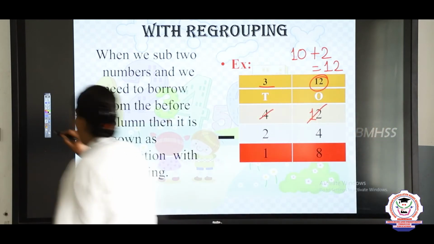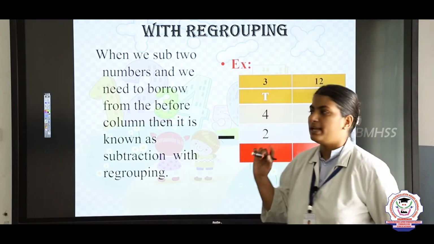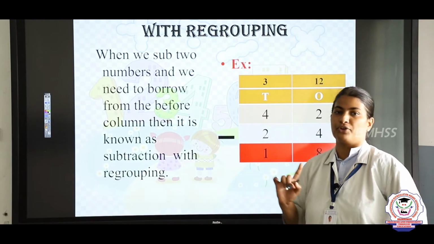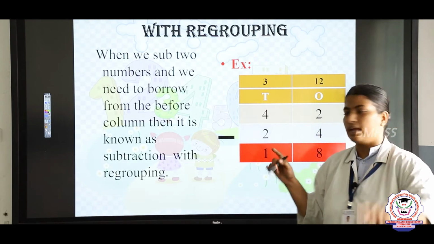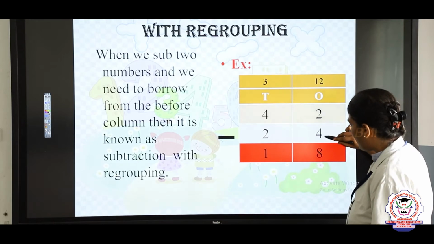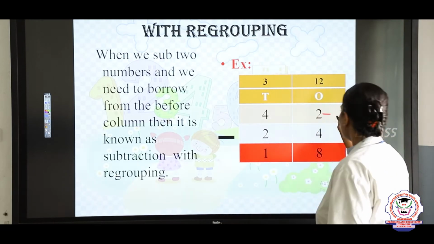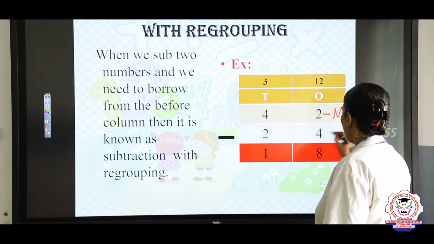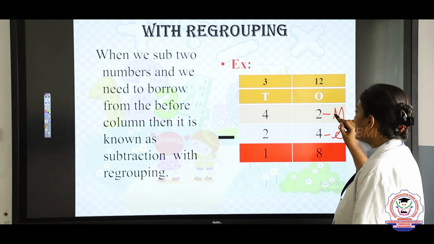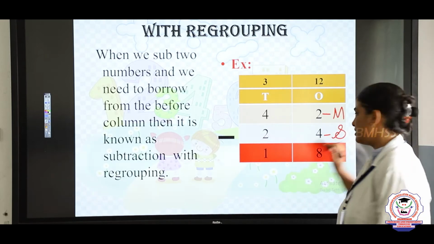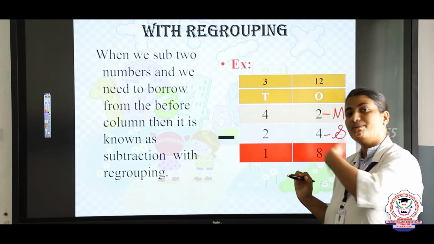I will tell you again. Listen properly. Those who have not listened before, please listen properly. I will repeat it for you. Children, here you have only 2. So, this is subtrahend and this is minuend. Always the minuend must be greater than the subtrahend. If not, we have to borrow from the before column.